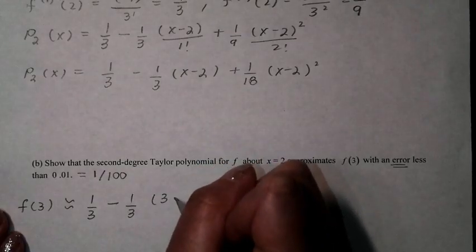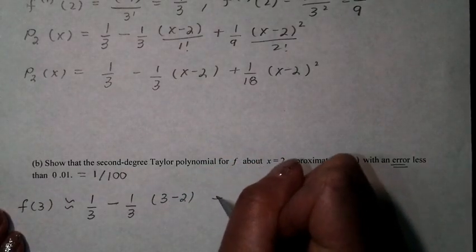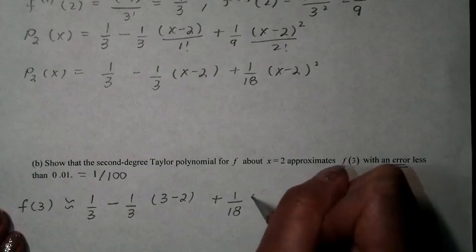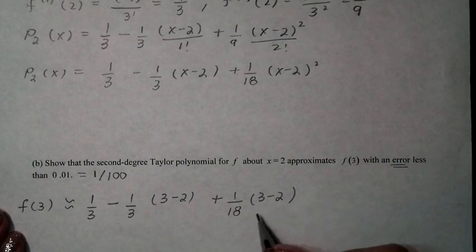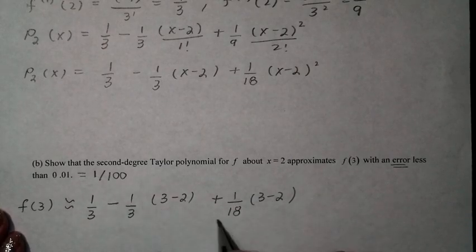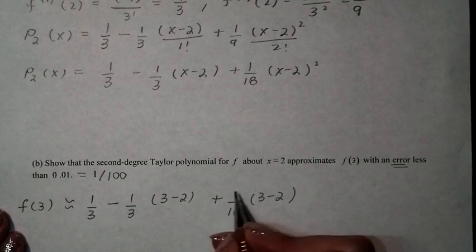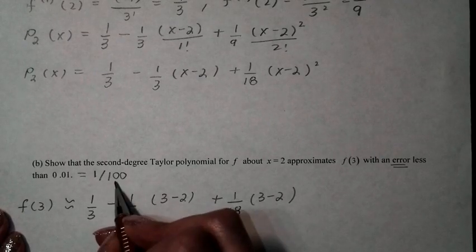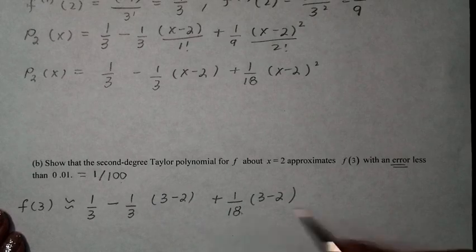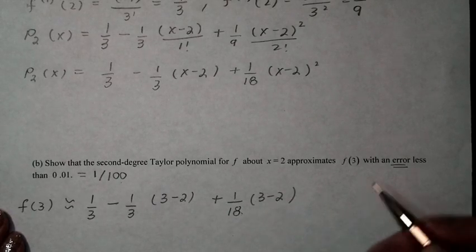And remember, you have a 3 minus 2. Then you have plus 1/18, and then 3 minus 2. What would be the next one here? This is not enough, because the denominator needs to be greater than 100. So you compare it, and you realize you need to keep going. So what will be the next term?